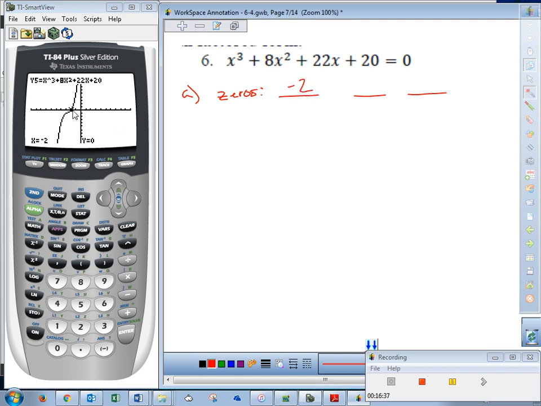Is there multiplicity there of evenness? How do you know if there is or isn't multiplicity there? It crosses, right? It crosses it. So that means I got 2 left, so let's synthetically divide. 1, 8, 22, 20. Should be 4 guys in there when that's a cubic.